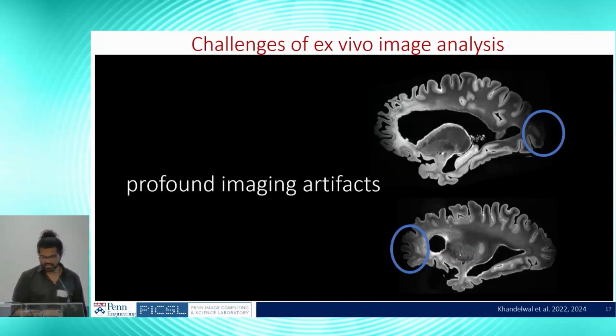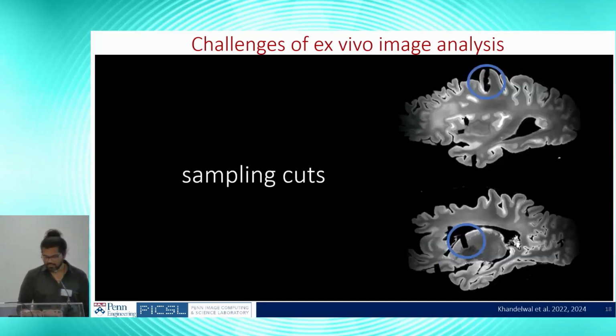And there are also profound imaging artifacts, which was a limitation of our previous coil, where we have signal dropout in the anterior and posterior part of the brain. Moreover, since the data set is part of larger studies, we have these sampling cuts because that part of the tissue was used in some other project. So we need to be able to fill up those gaps as well to have a nice parcellation method.